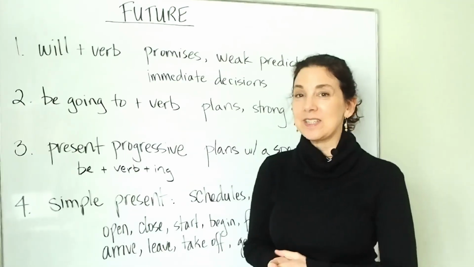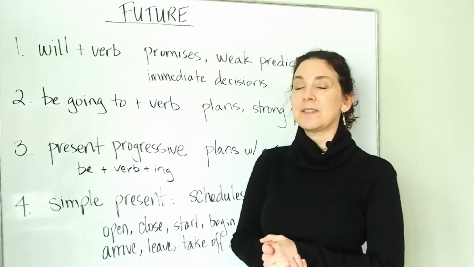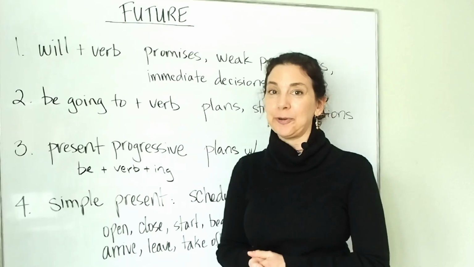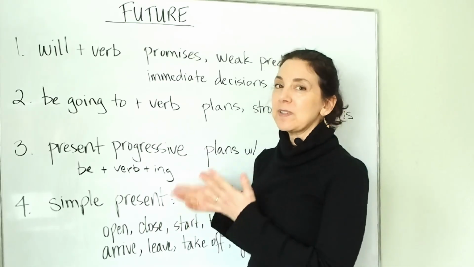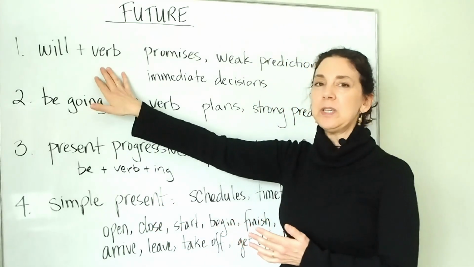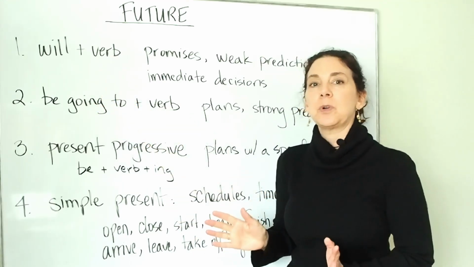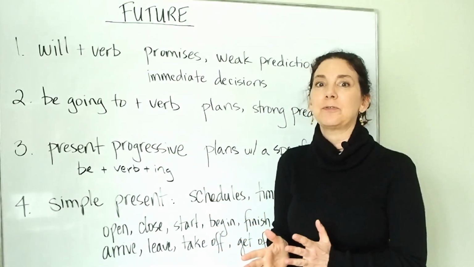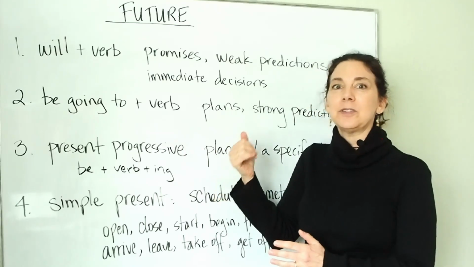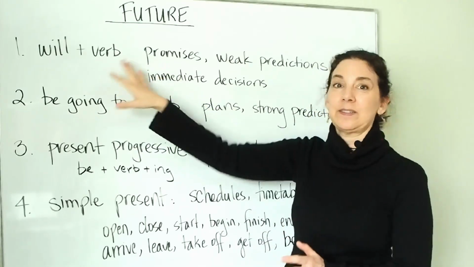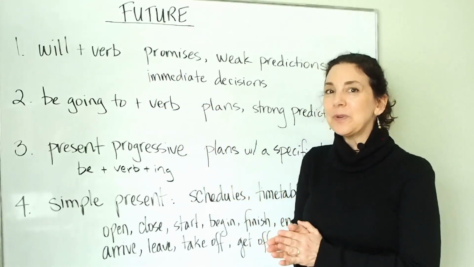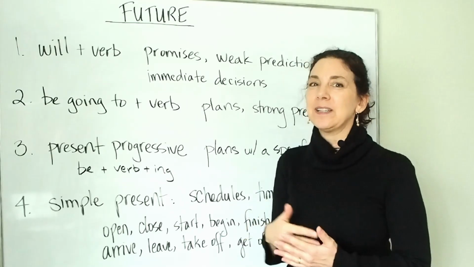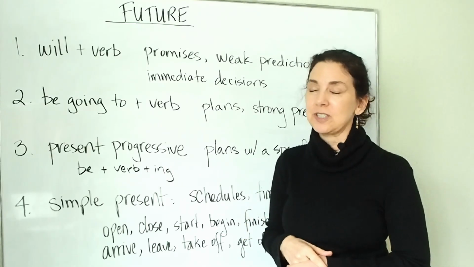Okay, so let's get into these rules. And the first one is to use will plus verb for the future. And of course, this one is pretty easy because when we use will plus verb, we don't need to worry about making any changes to the verb. It's I will, you will, he will, plus the verb. But the problem with will is that we only use it in some pretty specific situations.